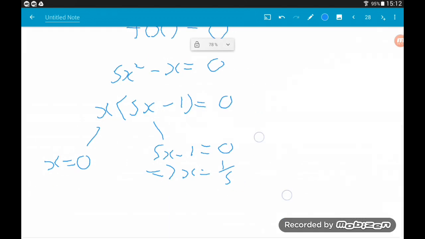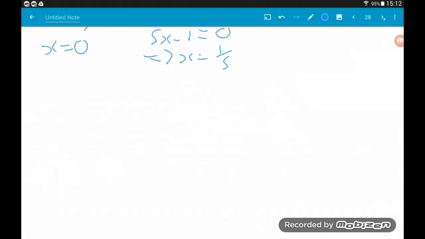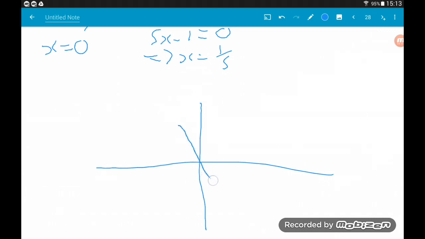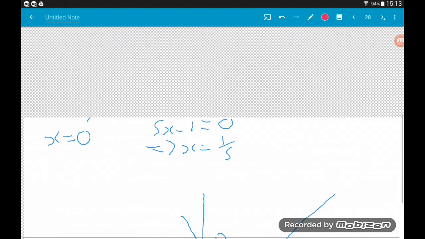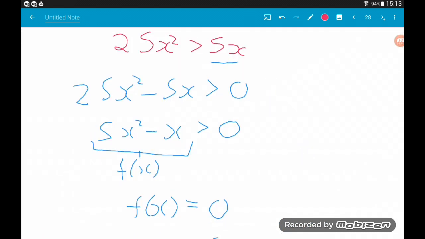So what we can now do is just make a sketch of this graph. We know it passes through that point and some point over here. This here is the point where x is 0. This over here is the point where x equals 1/5. So now that we've sketched our graph, we can work out what range of points we are interested in.